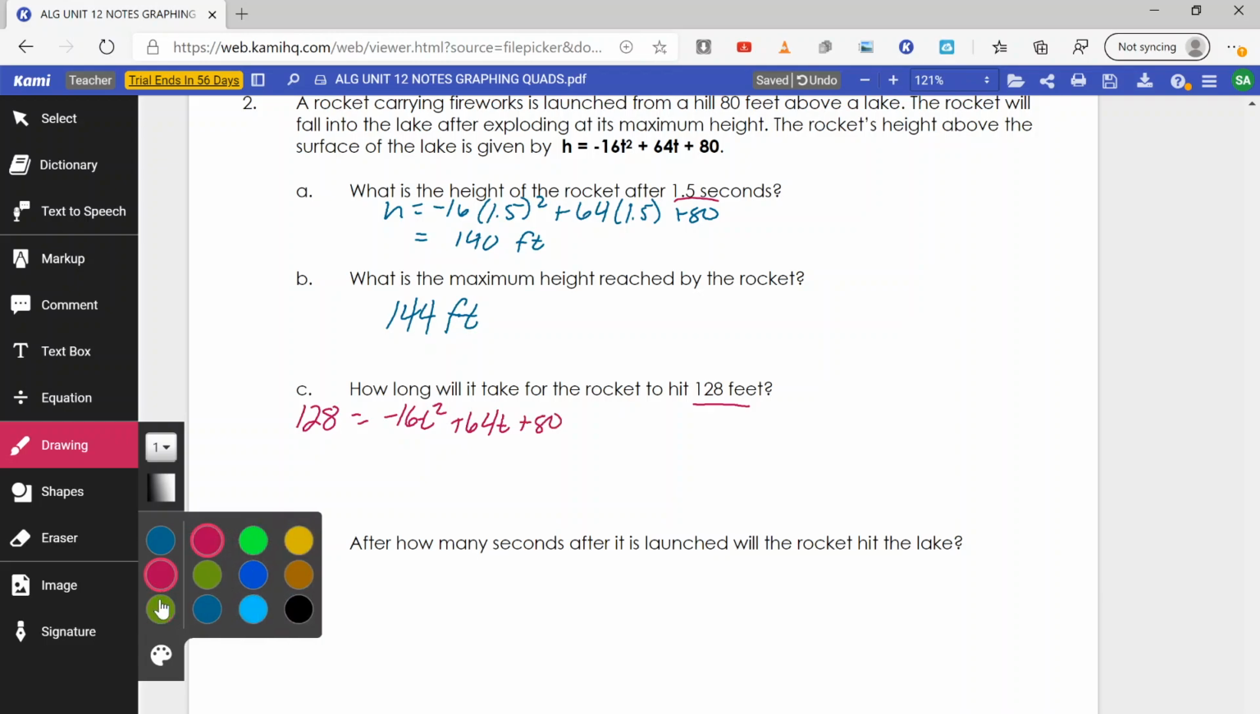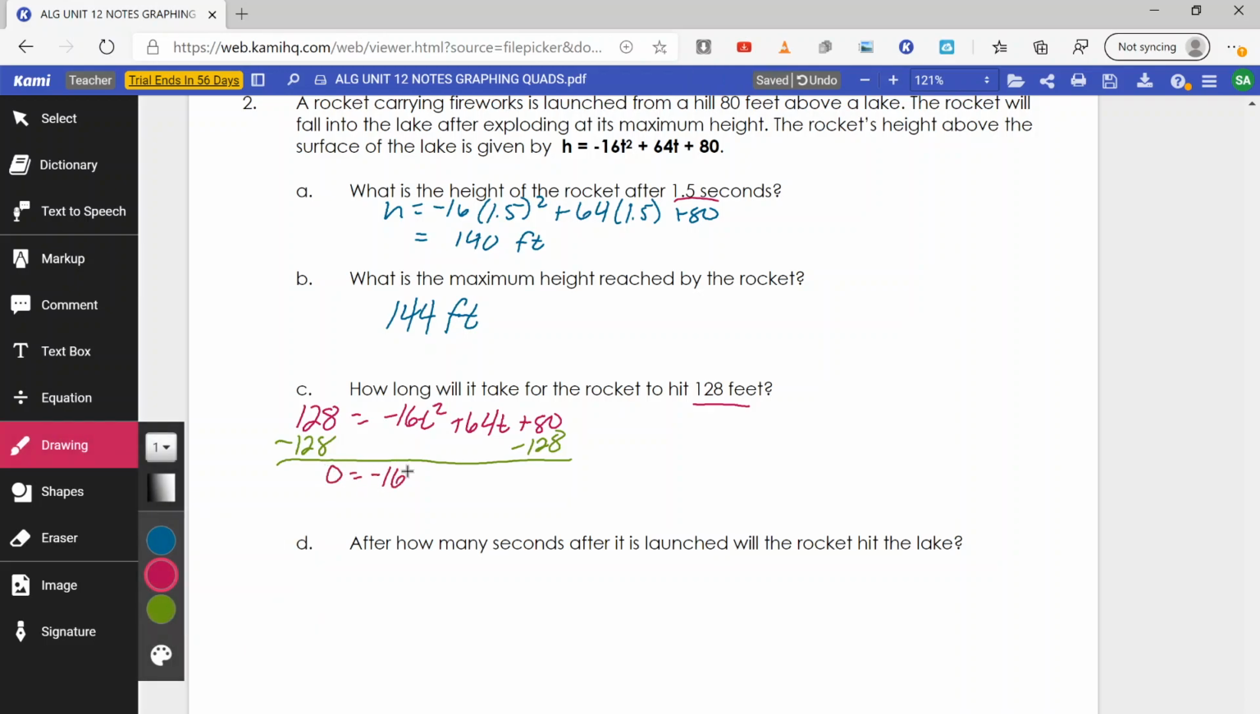So what we want to do here is figure out values of t. Now, in order to do this, the equation has to equal 0. So I have to subtract 128. So we get 0 equals negative 16t squared plus 64t, and then 80 minus 128 is going to give me negative 48.